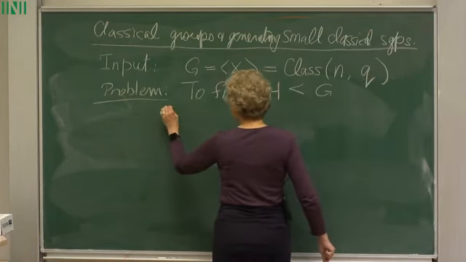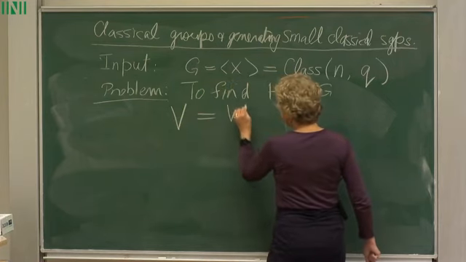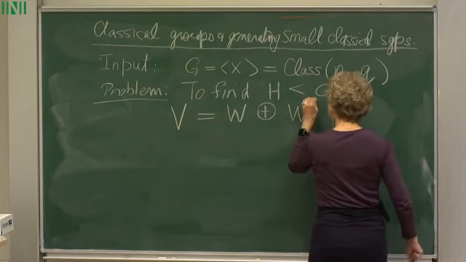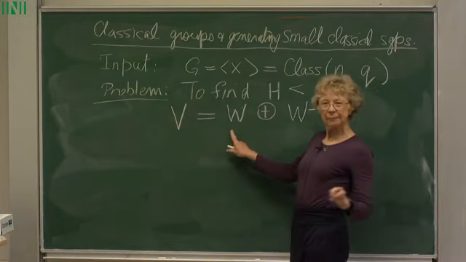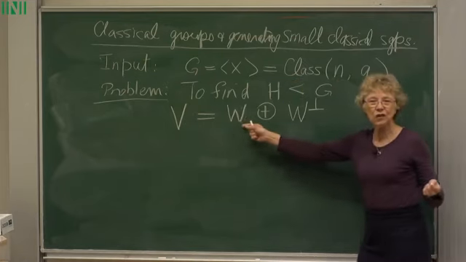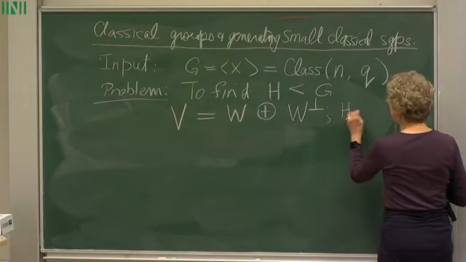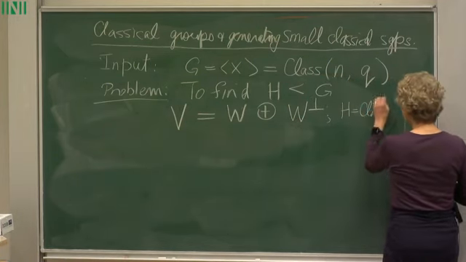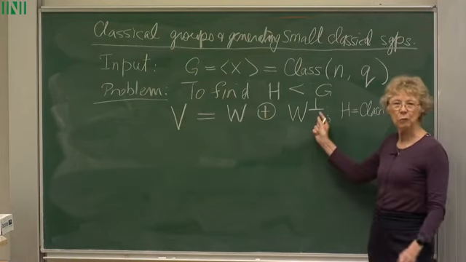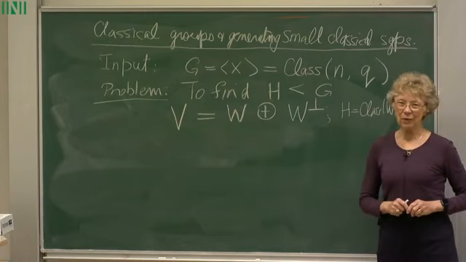So this H is going to be a classical group on a relatively small, smaller subspace. So really I'm looking at finding an orthogonal decomposition of the natural module V, and the H is going to be the classical group on W, I guess, cross the identity. So it's going to fix W pointwise, and it's going to be the classical group on W. That's what I'm trying to find, okay?